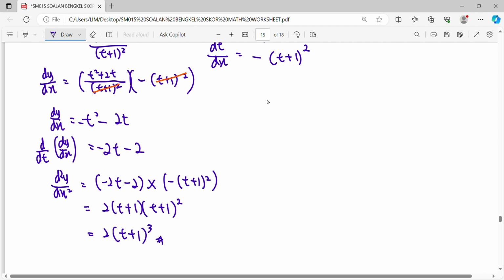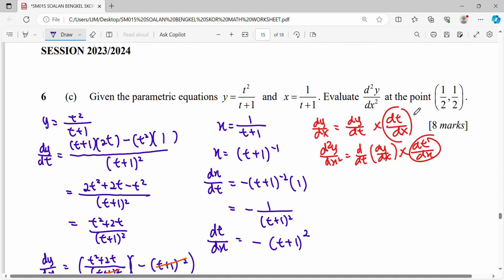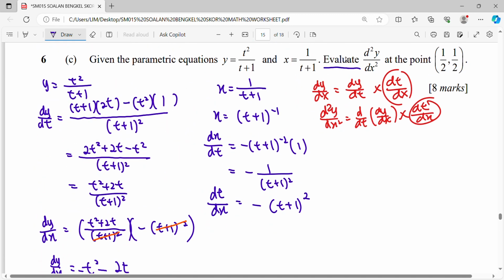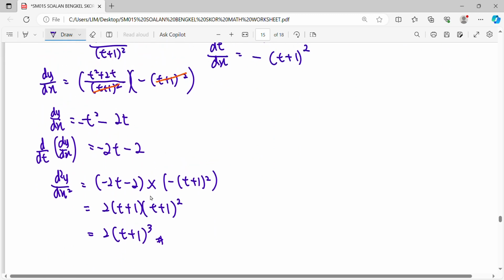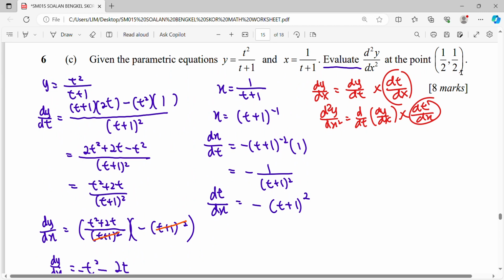Alright, then look at the question. Evaluate means menilaikan. Cari nilai di mana point dia 1/2, 1/2. So kita belum menilai lagi. Sekarang adalah masa kita menilaikan. Find the value. Do you have the t value? So our main purpose here is to obtain the t value. Once you obtain your t value, then you can know the value of d2y/dx squared. But the question given here is not the t value, it's the x value and y value. So the question also gave the x equation and y equation.